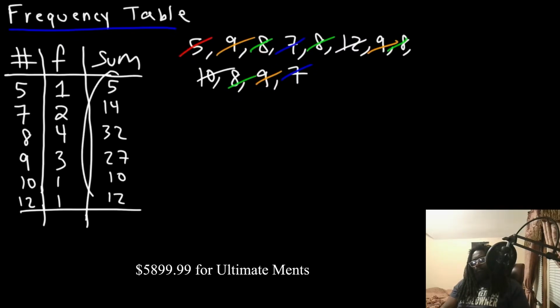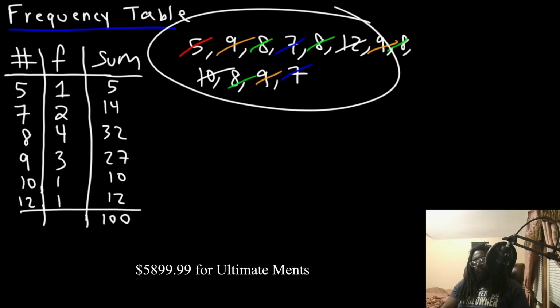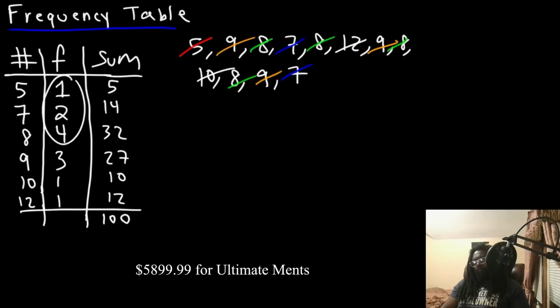Now we're going to add up the sum column to get the total sum. So 5 plus 14 plus 32 plus 27 plus 10 plus 12, that's 100. And we're also going to add up the frequency column. That's going to give us the total number of numbers that we have here. So we have 1 plus 2, which is 3, plus 4, that's 7, plus 3, that's 10, plus 2, that's 12. So we have a total of 12 numbers.